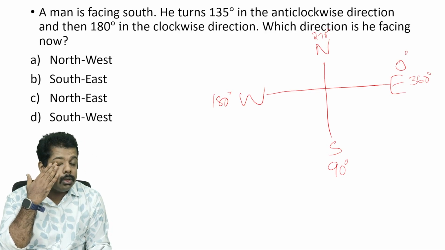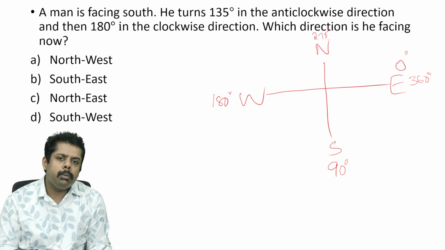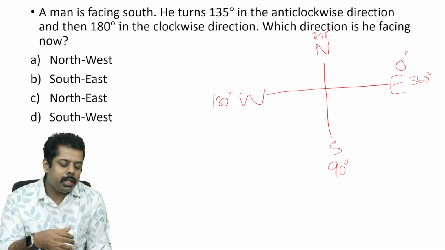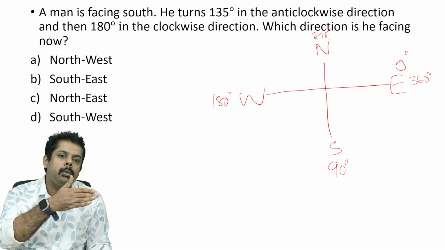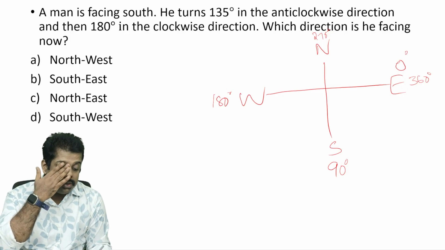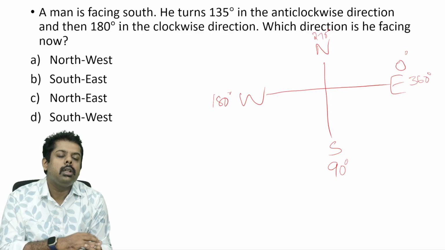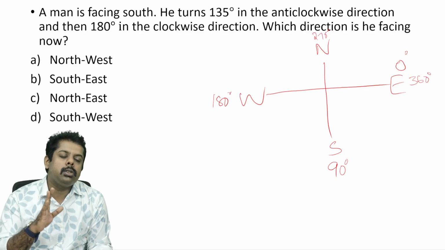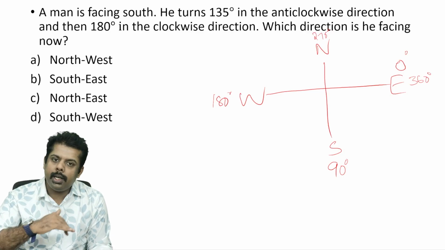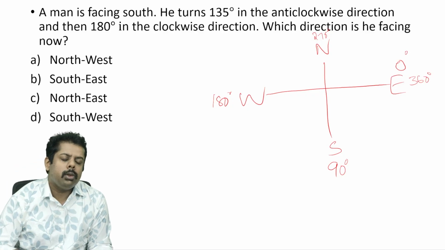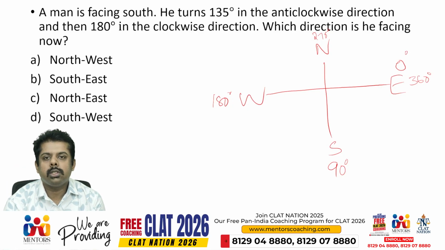Clockwise, anti-clockwise, we have to remember. And just remember, if you're covering one quadrant, that means if you're moving from east to south in the clockwise direction, you have covered a quadrant. If you're covering a quadrant, make sure you remember that you have covered 90 degree. Based on that, you can do these questions as well.